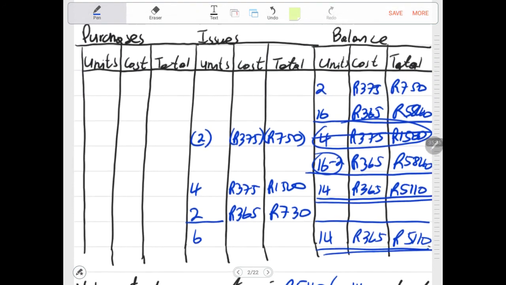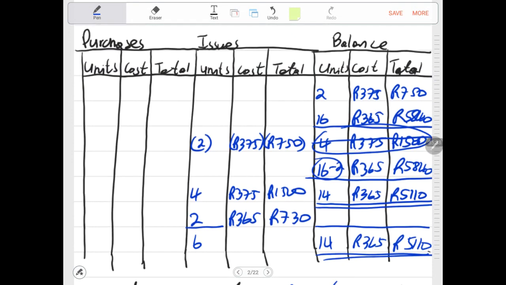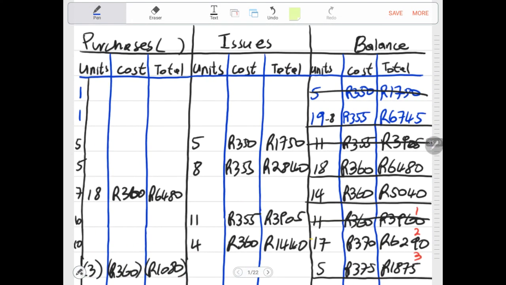Yeah, guys, I hope I have made myself very clear in this question in terms of how to record inventory in the inventory stock chart using the first in first out method.